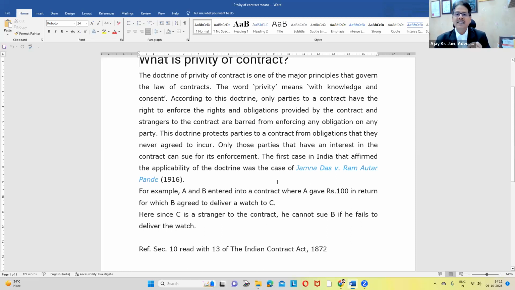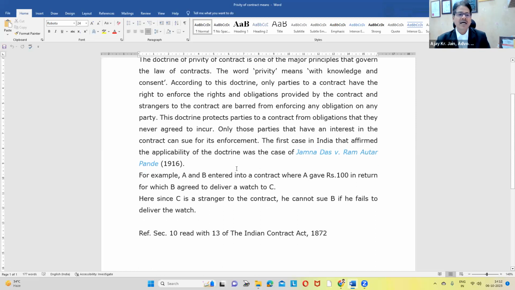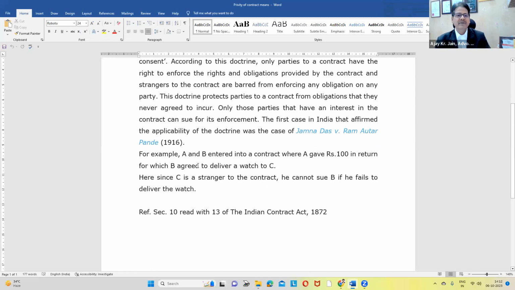The first case in India, this is the case law. I am not going to read this one. We will just understand by the example. For example, A and B enter into a contract where A gave ₹100, in return for which B agreed to deliver a watch to C. B has agreed to deliver a watch to C against the consideration of ₹100. Contract between A and B. Now, B fails. Here, since C is a stranger to the contract, he cannot sue B.